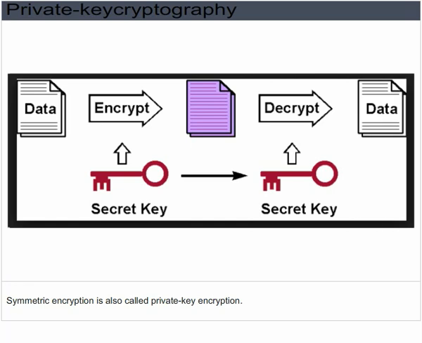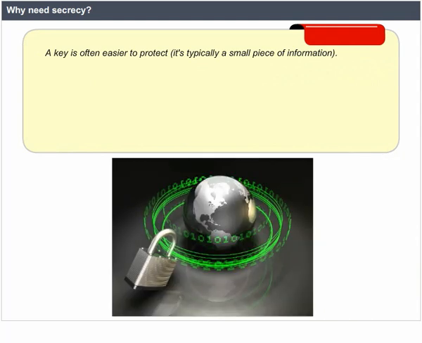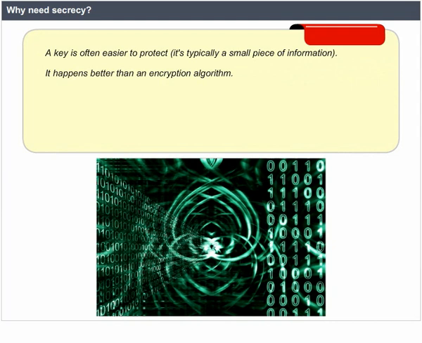Private key cryptography. Symmetric encryption is also called private key encryption. It is also called secret key encryption. It involves using the same key for encryption and decryption. Why need secrecy? A key is often easier to protect. It is typically a small piece of information. It is easier to protect than an encryption algorithm. It is also easier to change if compromised.